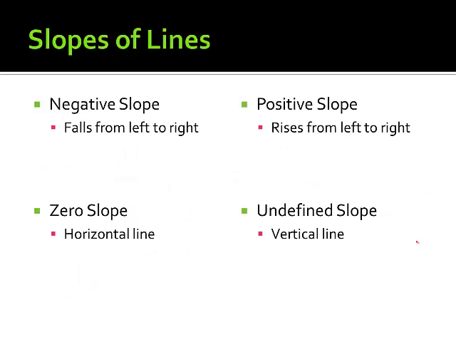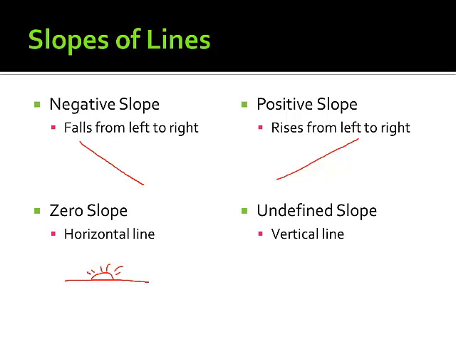So a negative slope falls from left to right. Just think of skiing down a hill, you're going to be falling, that's a negative slope. Positive slope is when you think of a plane taking off, you're going up from left to right. Zero slope, horizontal line, I always think of the horizon, when the sun rises. That's my weird way of thinking of it.